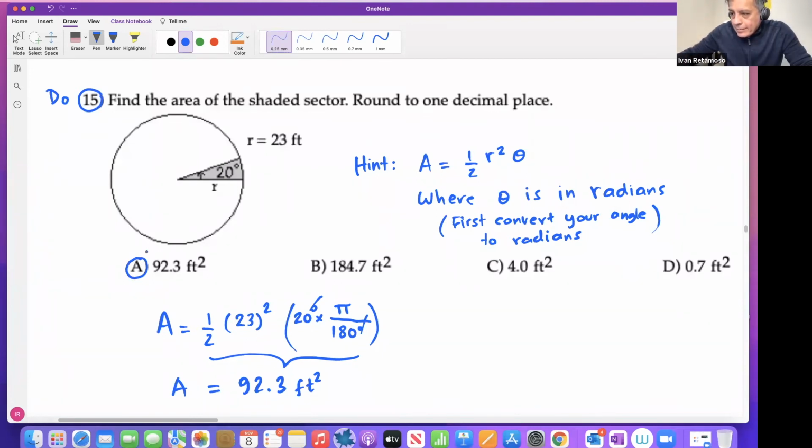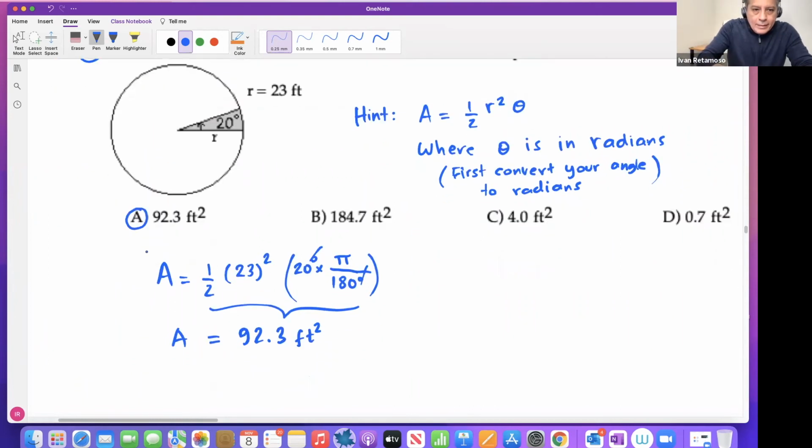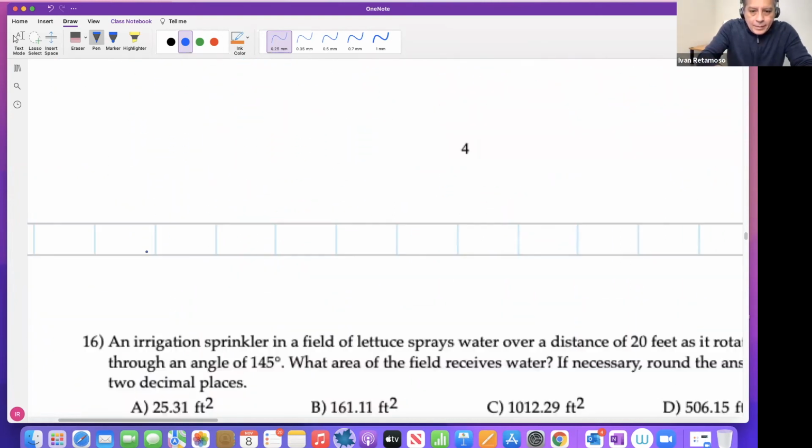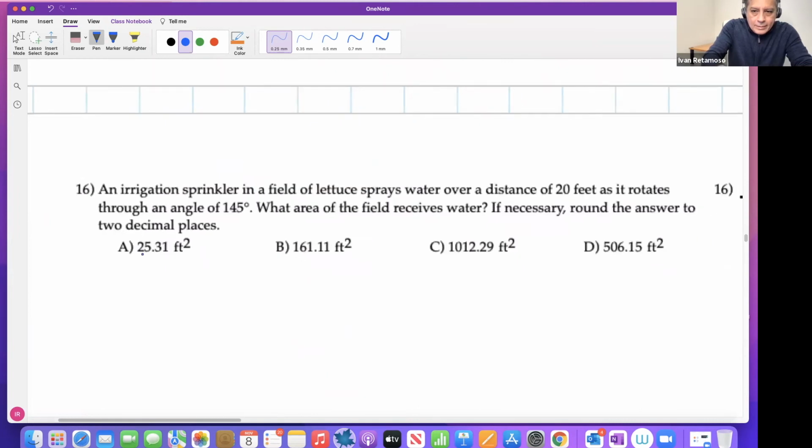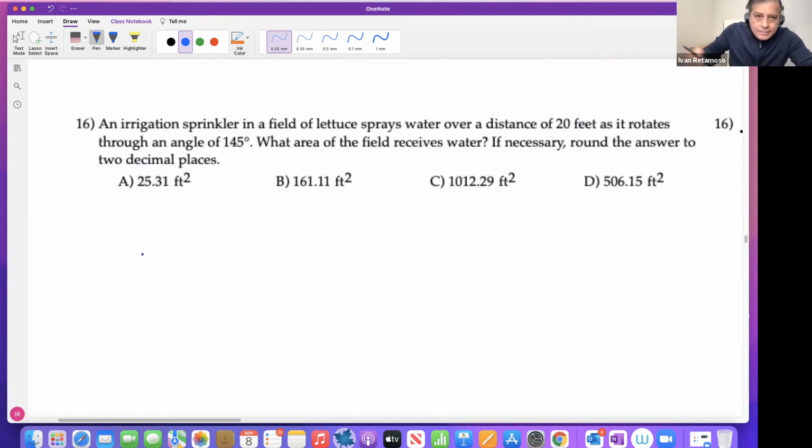Okay, moving on. This is another one here. This is like a word problem. And eventually I will do this not in a straightforward way, but in a way that you have to solve an equation. But let's do this first. Can you try this, number 16?